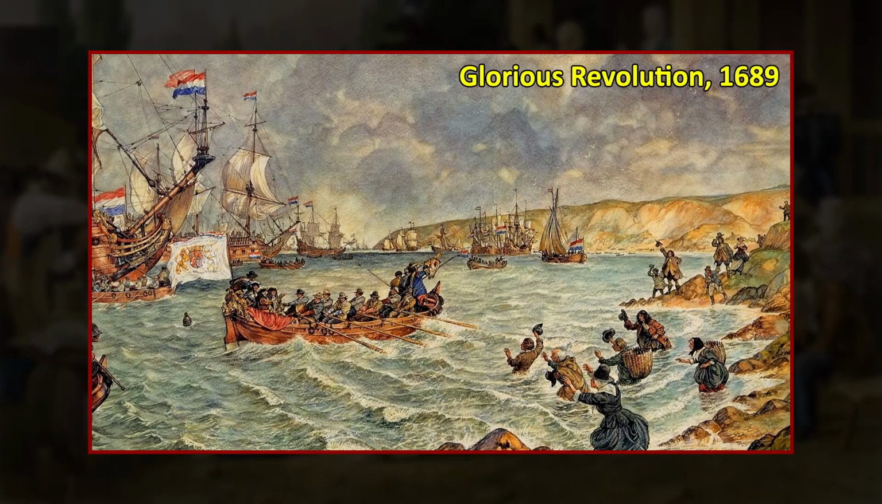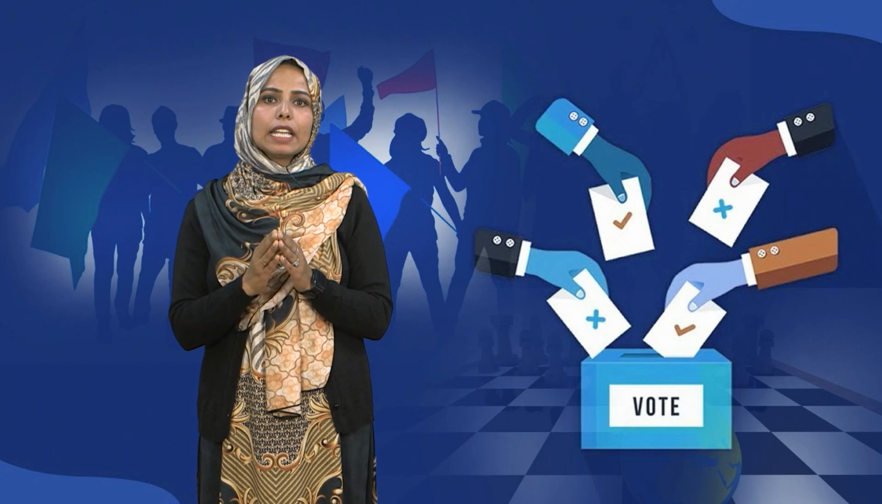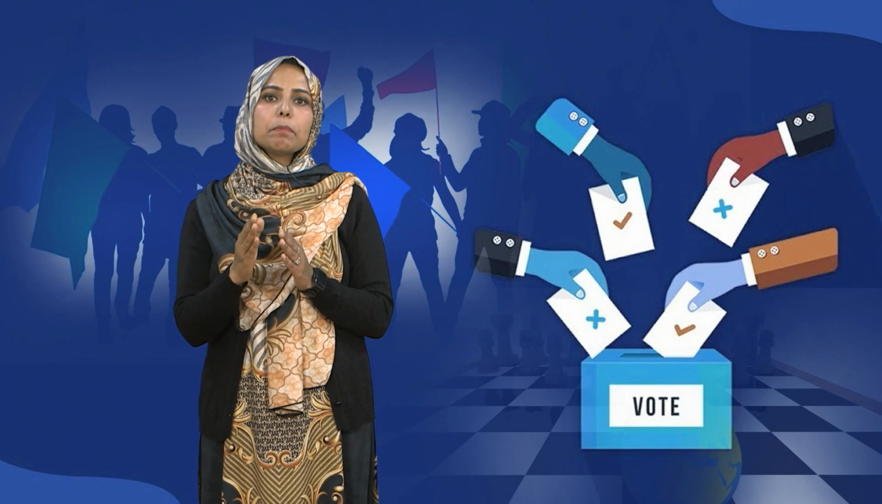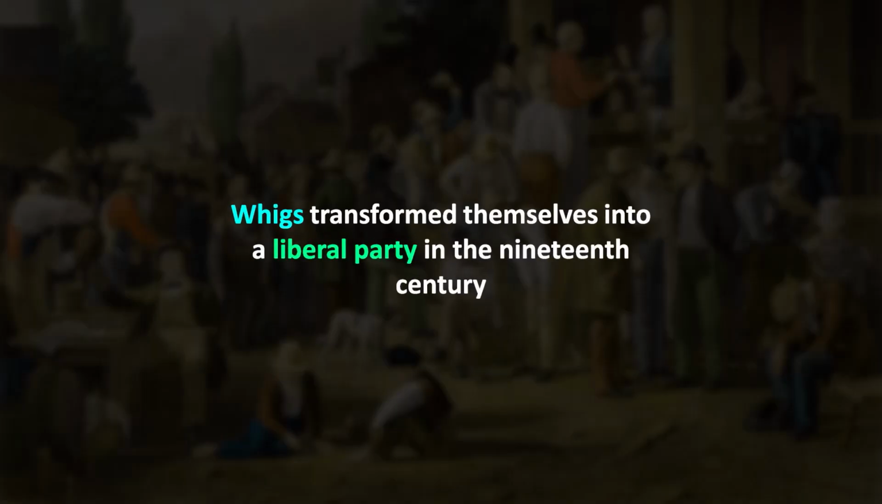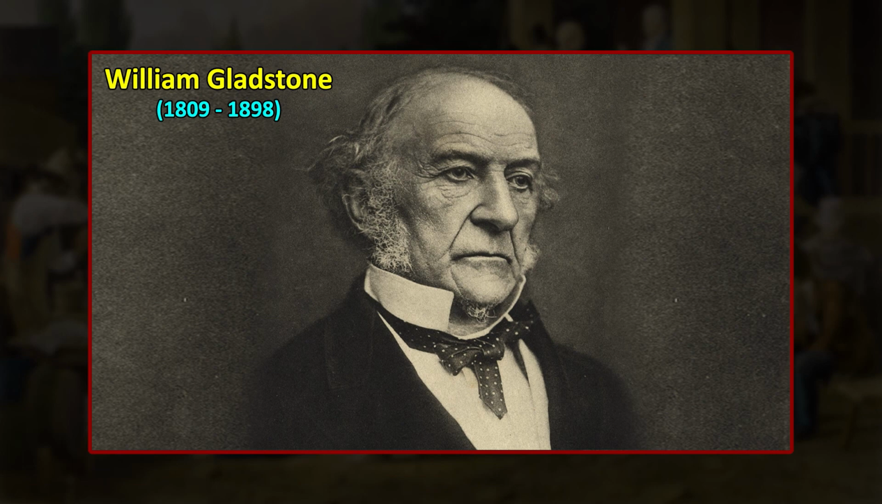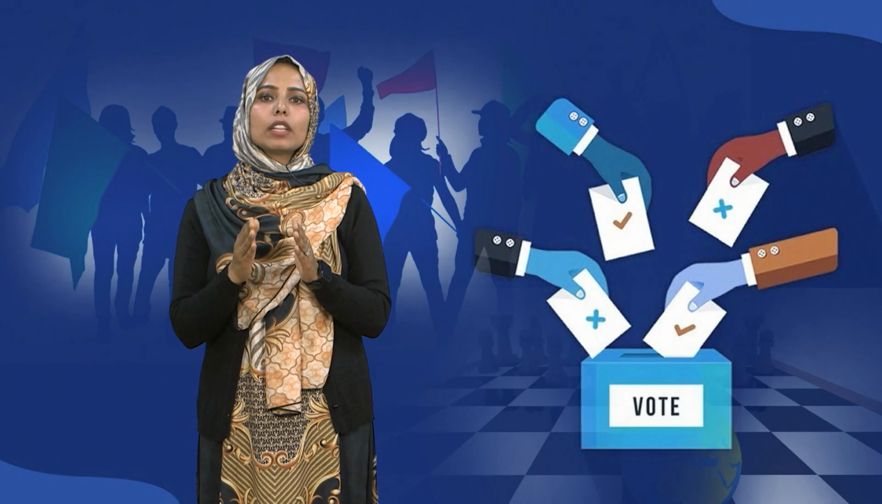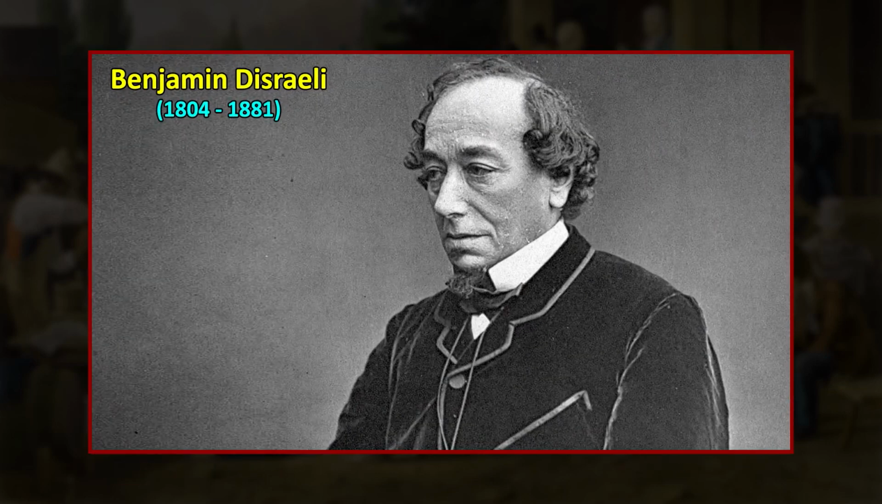However, after the Glorious Revolution of 1689, the predominance of the Whigs increased phenomenally and Great Britain became a one-party dominant system. Later, the Whigs transformed themselves into the Liberal Party in the 19th century, which culminated in the prime ministership of William Gladstone, while the Tories became the Conservatives, culminating in the prime ministership of Benjamin Disraeli.